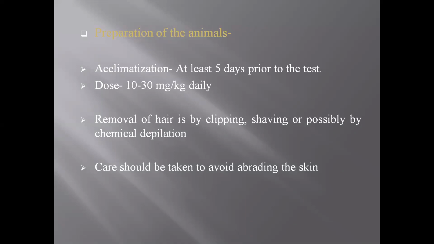And before the test, the animals are randomized and assigned to the treatment groups. Then after that, hair of the tested area is removed by clipping, shaving, or by chemical depilation. And while removing the hairs, care should be taken to avoid abrading the skin. Then animals are weighed before the test, and again after completion of the test, the weight of the animals is taken.